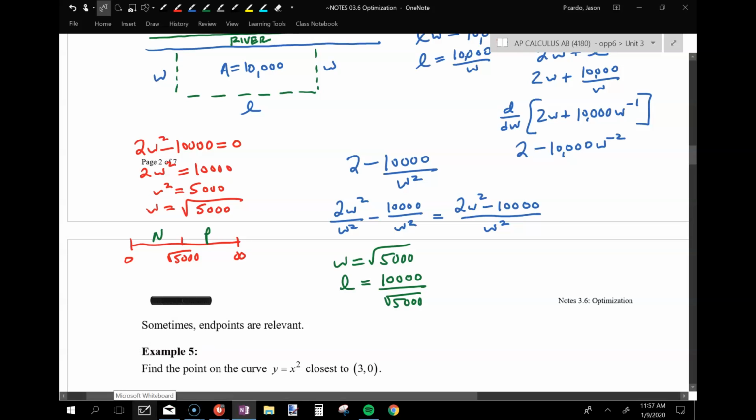Oh, the least amount, right? The actual question said, what is the least amount of fencing? So what am I going to do? Multiply this by 2 and add it to that, right? Yeah, so the fencing is what? It's 2 W's plus an L. So the least amount is 2 of these plus 1 of those.